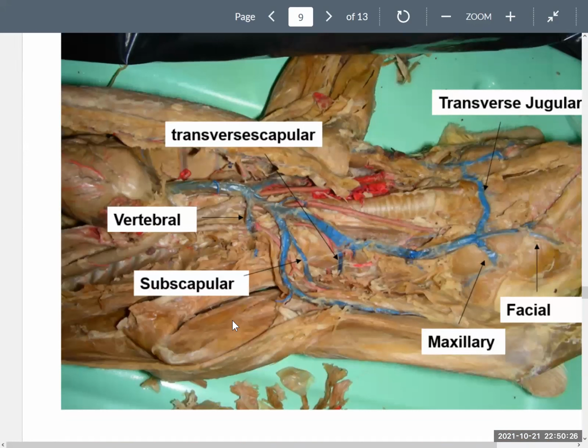This one just has the same picture, but with some different labels for you. It's labeled the vertebral this time. That's nice. Transverse scapular, subscapular, maxillary. This should be lingual facial. Transverse jugular here.